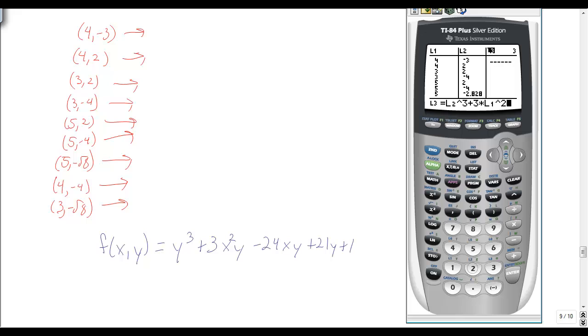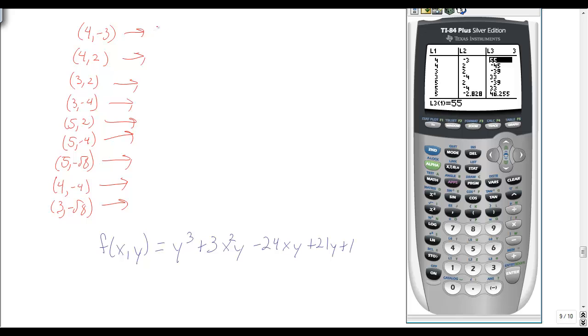to the second times y is L2 minus 24 times L1 times L2 plus 21 times L2 and then plus 1. Hopefully this works. And this spits out all of our function values. And now what this means is that if you plug in 4, -3 here for x, 4 for x, -3 for y, you do f of 4, -3, you get 55.